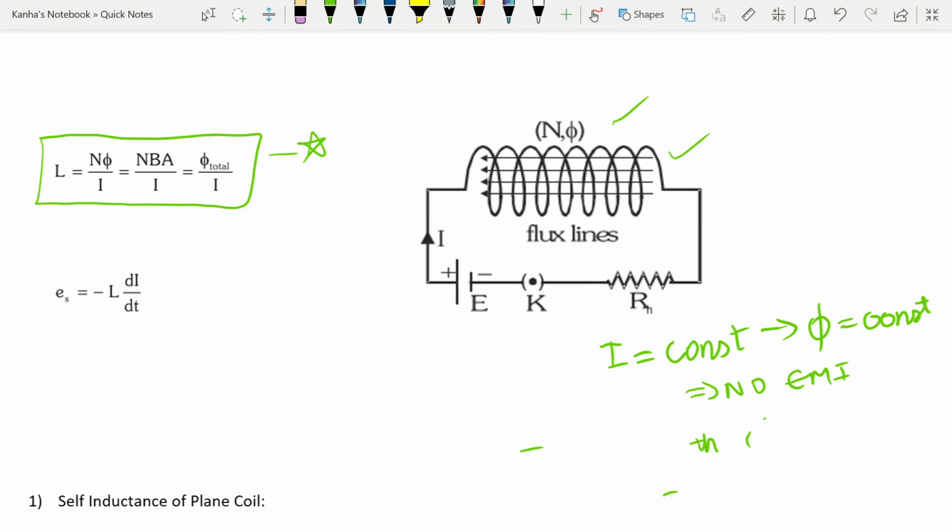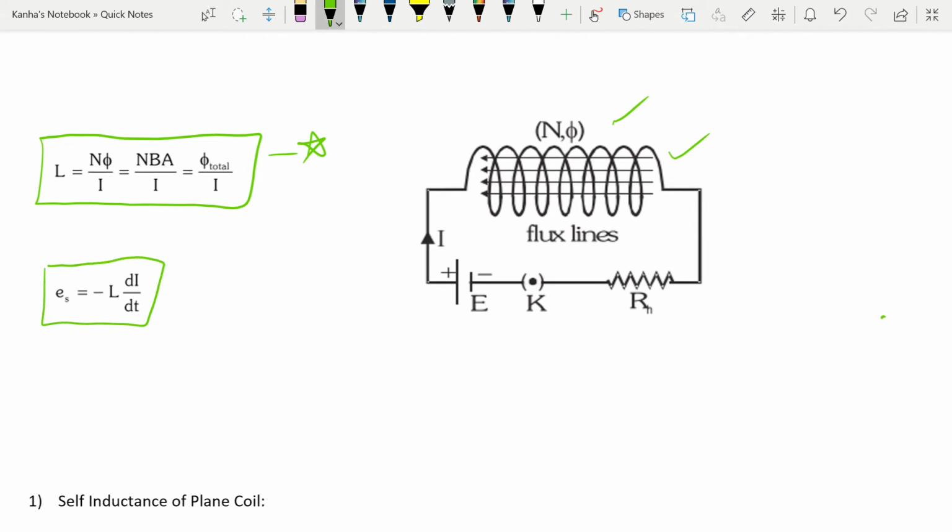Next, when the current is variable, or the current is changing with respect to time, the flux through the coil will also change, and thus the EMF which is induced is equal to minus L times di by dt. So you should definitely take a note of both these quantities. Note that the self-inductance L is a constant of the coil, and it does not depend on the current that flows through the coil.